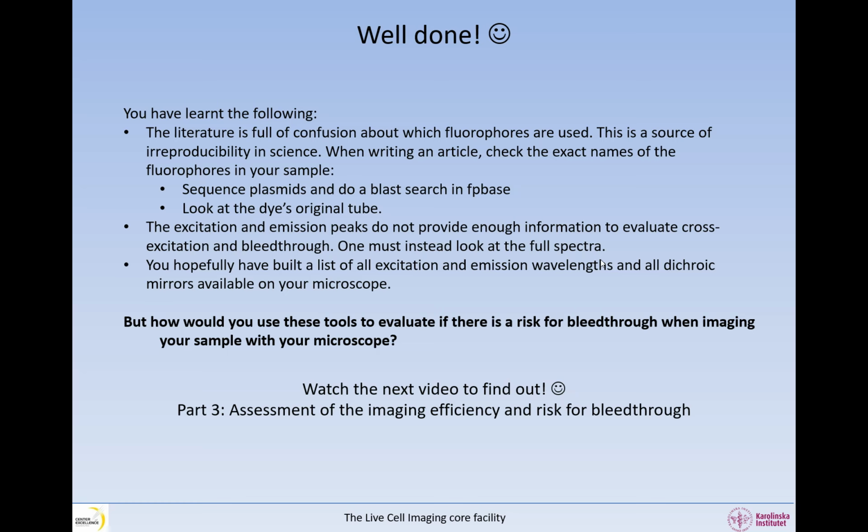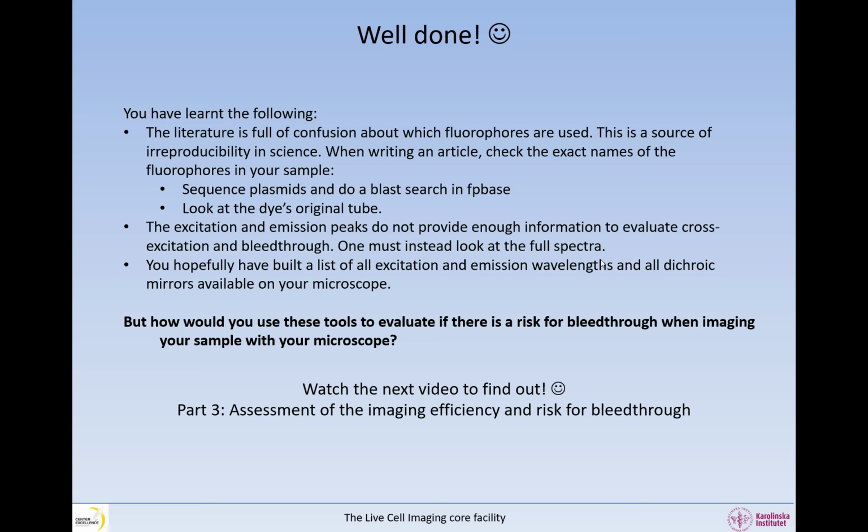You have also learned that the excitation and emission peaks do not provide enough information to evaluate cross-excitation and bleed-through. One must look at the full spectrum. And then you have hopefully been able to build a list of all the excitation and all the emission wavelengths, as well as all the dichroic mirrors available on your microscope. But how would you use these tools to evaluate if there is a risk for bleed-through when imaging your sample with your microscope? So watch the next video to find out.